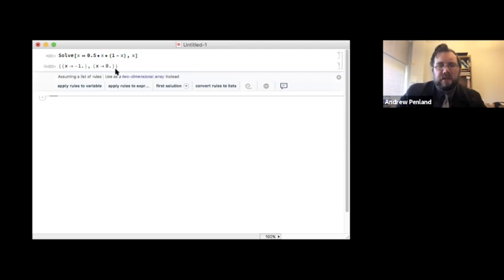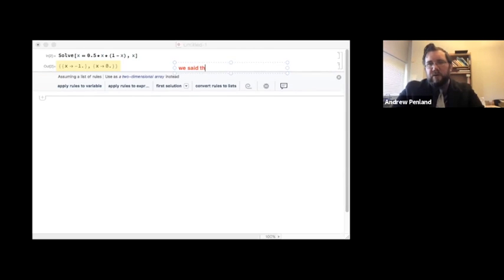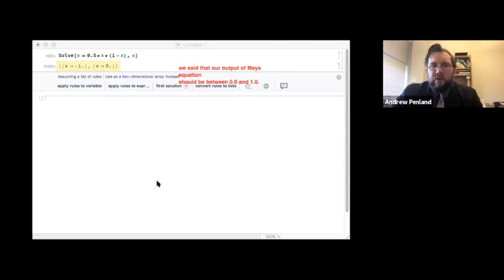So now I hit Shift Enter, and it tells me that I have two solutions. I have x is -1 and I have x is 0. Well, only one of these is something that I wanted to have happen. We said that our output of May's equation should be between 0.0 and 1.0. So I would be really perturbed if I got -1 here. That really isn't relevant. The relevant solution is x equals 0.